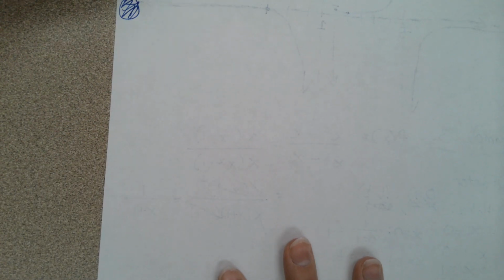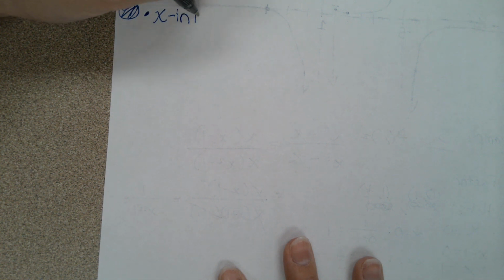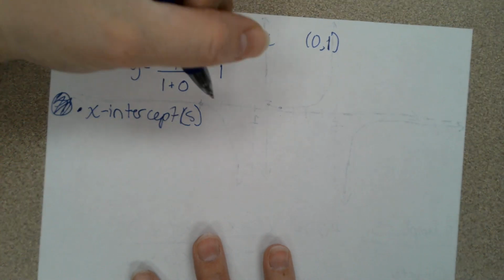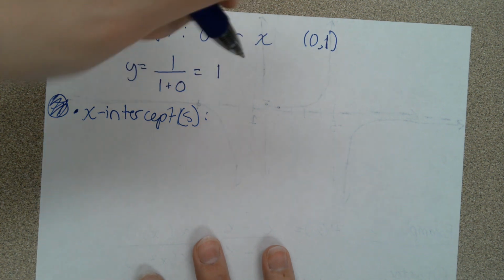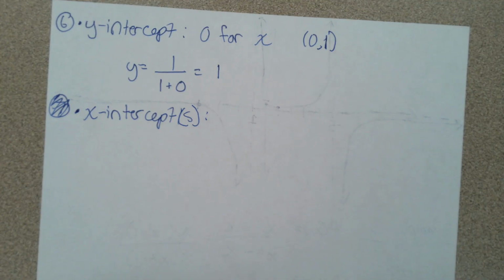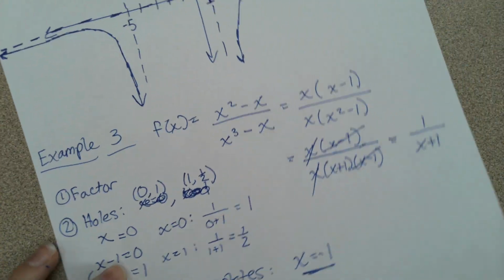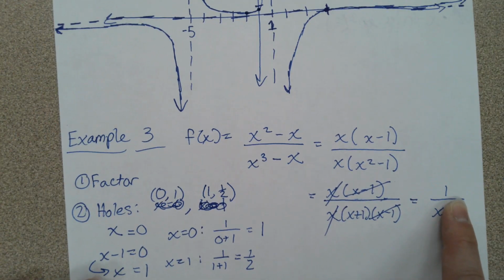It's just another part of step 6. X-intercept. So the trick here is to just set the numerator equal to 0. So our numerator here is actually just 1.